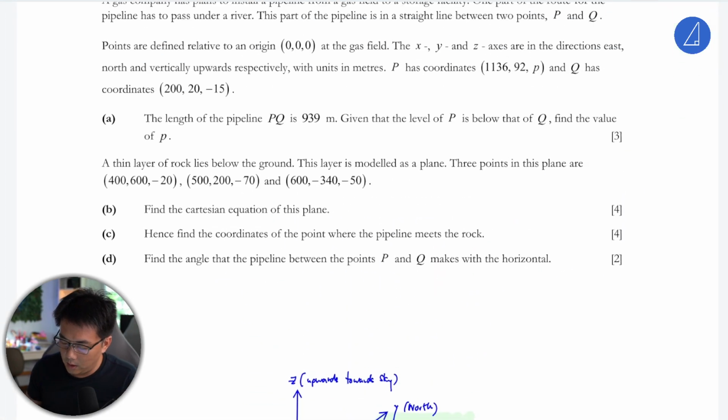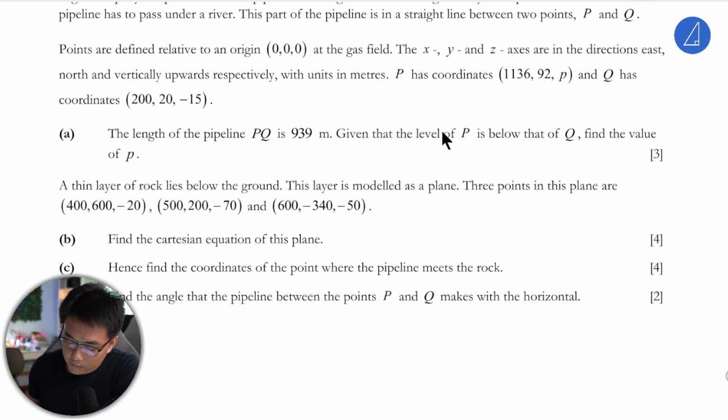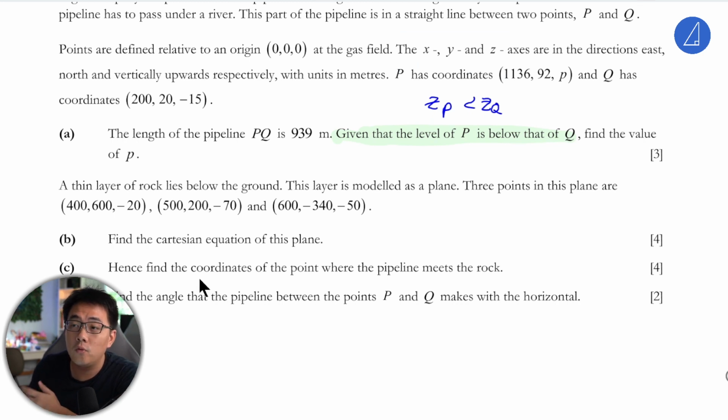Great, origin. Now, we are told that P has an unknown coordinate and Q has this coordinate. The length of the pipe PQ is 939 meters, given that the level of P is below Q. What does this mean? This means that the Z coordinate of P is less than the Z coordinate of Q, because it's the level below. So we have to find the value of P. This is telling you that there's only one value for P, which is the Z coordinate.